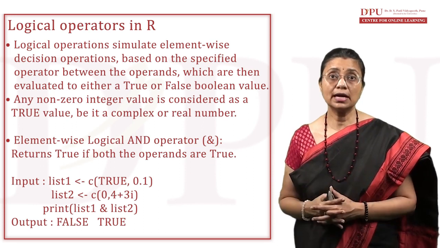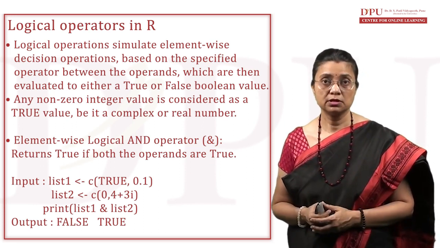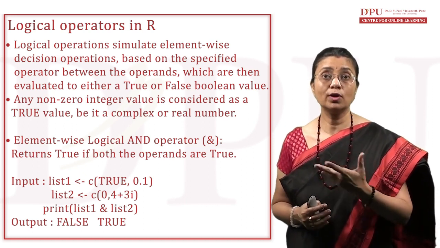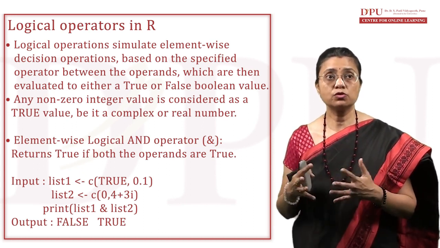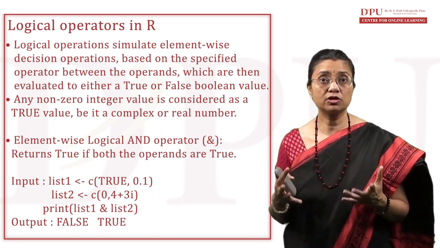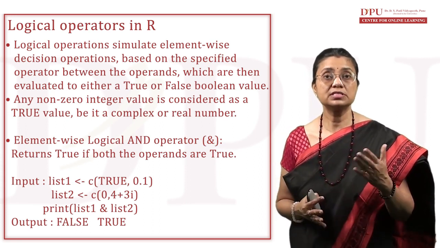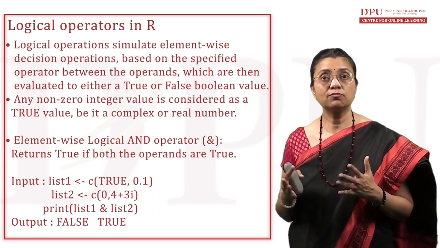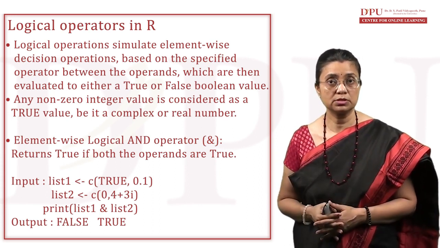Now you must be asking why the first output is false. The first output is false because the first two inputs are TRUE and 0. So the two inputs are different; they are not the same. The first is true and the second one is false because it is 0. So true and false, and the final output becomes false.